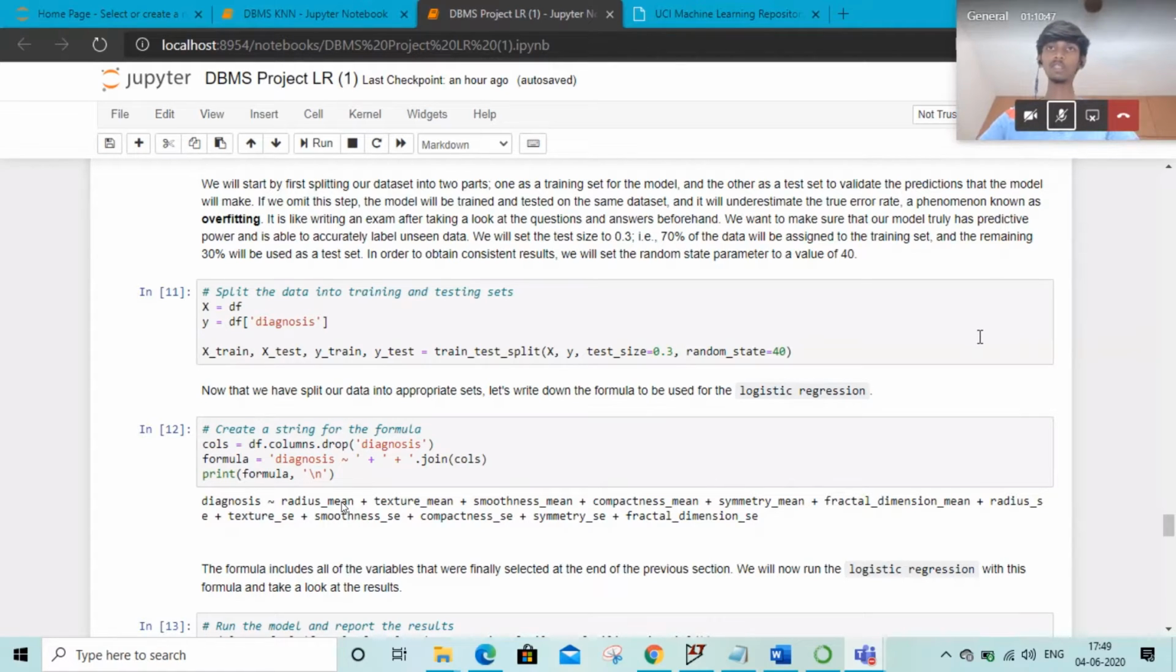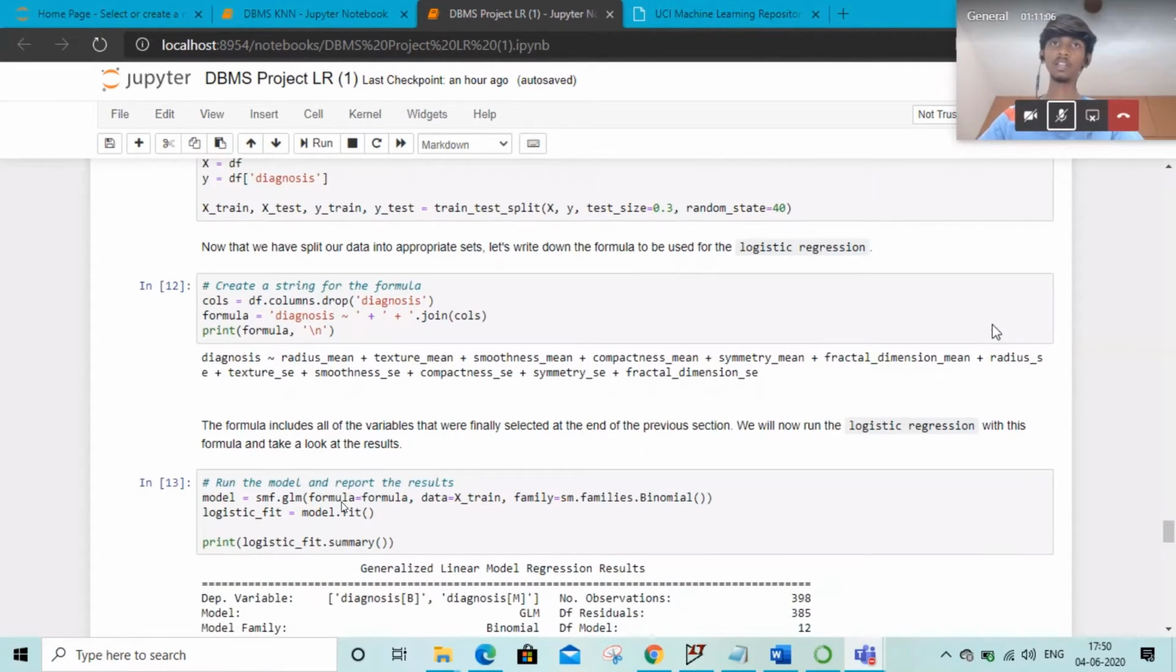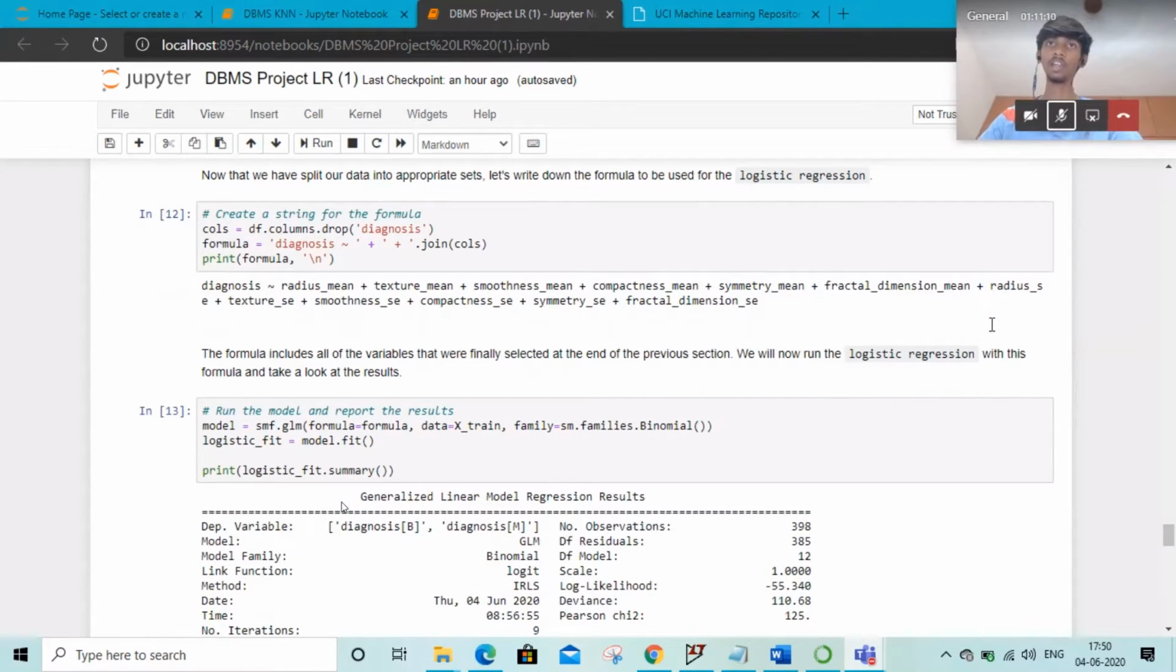And after that, we generate the formula. The formula is basically the sum of all features. And after that, we use the sklearn library to pass our parameters on the data set and then build a model.